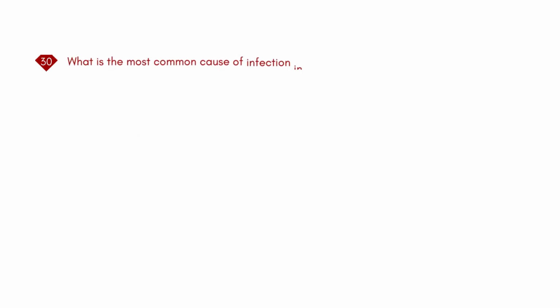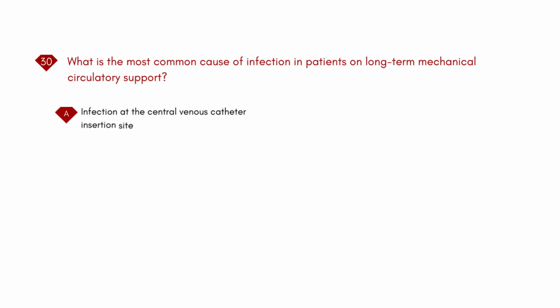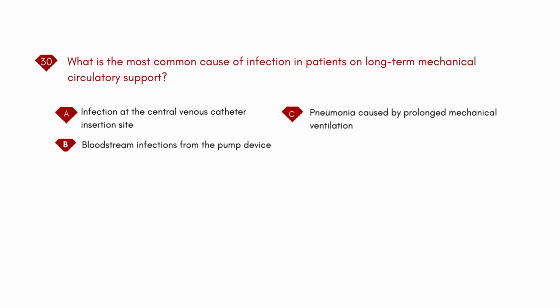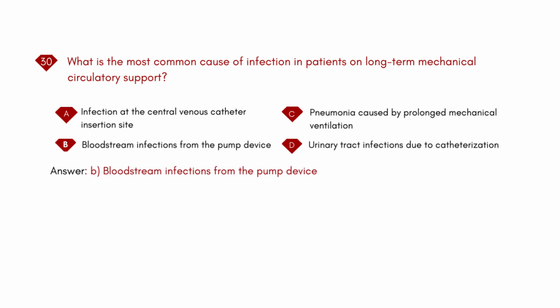What is the most common cause of infection in patients on long-term mechanical circulatory support? A. Infection at the central venous catheter insertion site. B. Bloodstream infections from the pump device. C. Pneumonia caused by prolonged mechanical ventilation. D. Urinary tract infections due to catheterization. Answer: B. Bloodstream infections from the pump device.